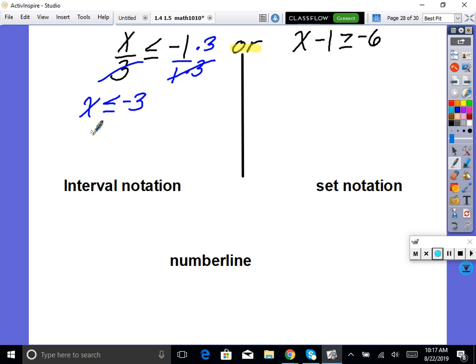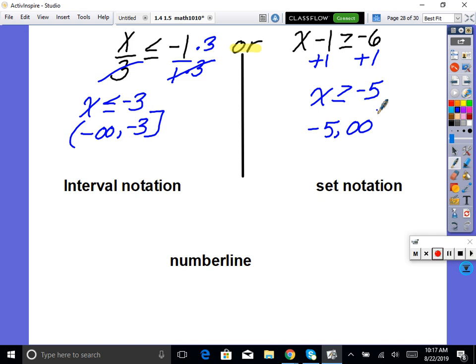Well, if that's true, then that would be negative infinity up to negative 3, bracket parentheses. Go to the next one, add 1. X value is greater than or equal to negative 5. So that would be from negative 5 to positive infinity. Now remember, either or gets to go here. Is negative infinity in this one? And it definitely gets to go in our final answer, true? Yes. Okay.